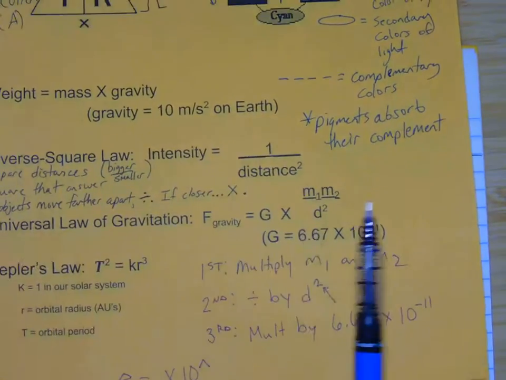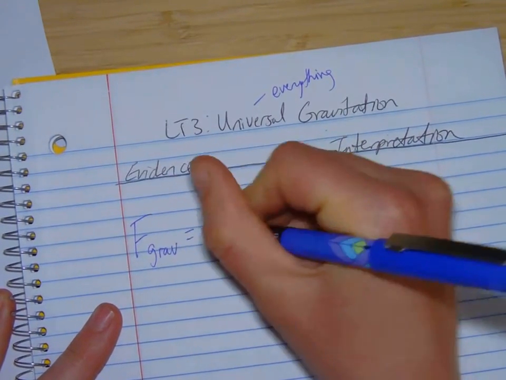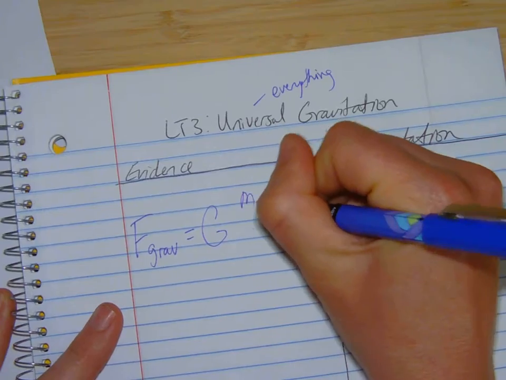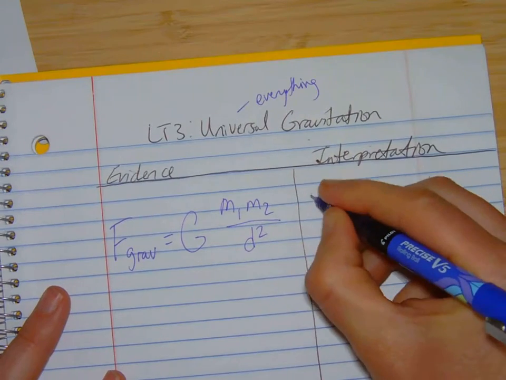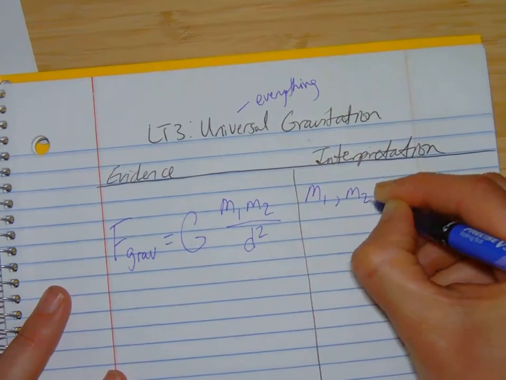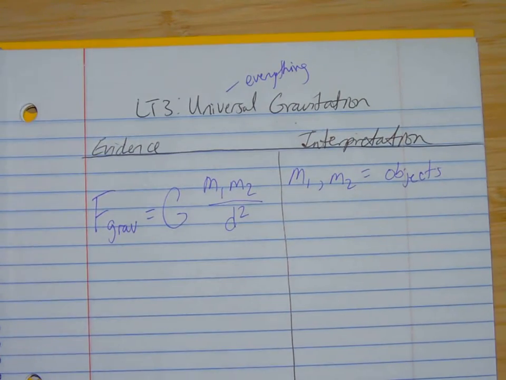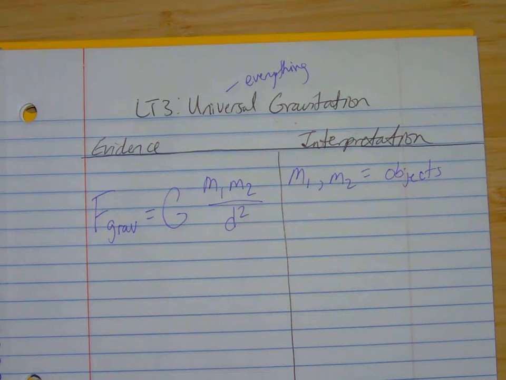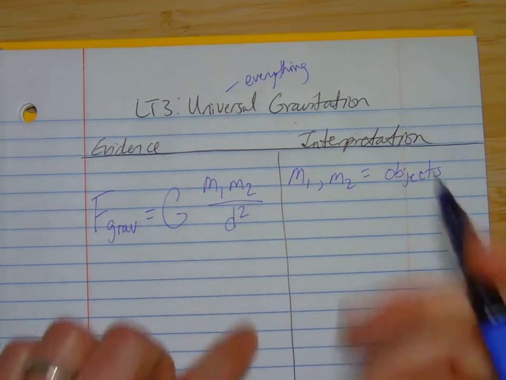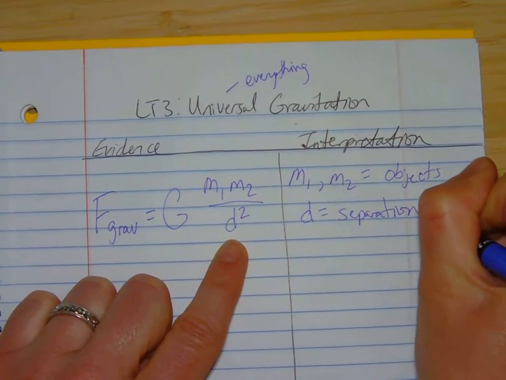All right, so this is our formula for the universal law of gravitation. F-grav is equal to capital G, which is the constant, m1 multiplied by m2 over d squared. m1 and m2 are just objects. Typically, one of those is going to be a planet or a moon or something really big, but it could be something as simple as your dog and your cat. Anything that has mass could technically be in the numerator there. The d is the separation distance between those two objects.